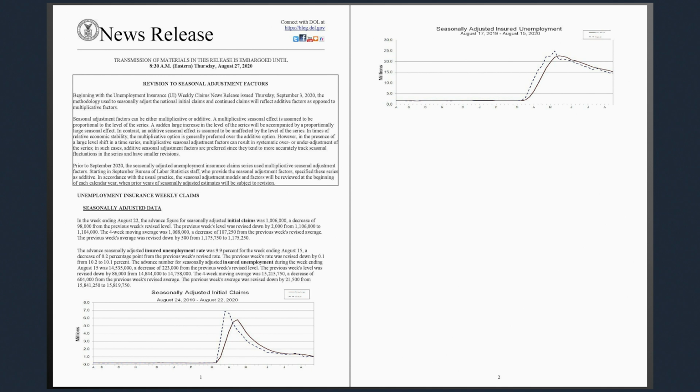Prior to September 2020, the seasonally adjusted unemployment insurance claims series used multiplicative seasonal adjustment factors. Starting in September, Bureau of Labor Statistics staff, who provide the seasonal adjustment factors, specified these series as additive. In accordance with the usual practice, the seasonal adjustment models and factors will be reviewed at the beginning of each calendar year, when prior years of seasonally adjusted estimates will be subject to revision.